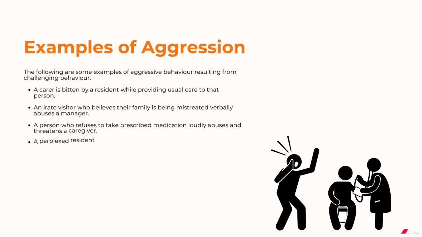Examples of aggression. The following are some examples of aggressive behavior resulting from challenging behavior. A carer is beaten by a resident while providing usual care to that person. An irate visitor who believes their family is being mistreated verbally abuses a manager. A person who refuses to take prescribed medication loudly abuses and threatens a caregiver. A perplexed resident yelled at a contractor who was repairing a piece of machinery.